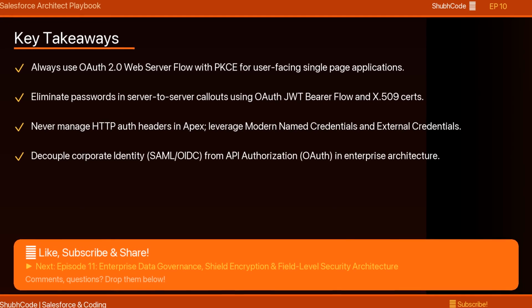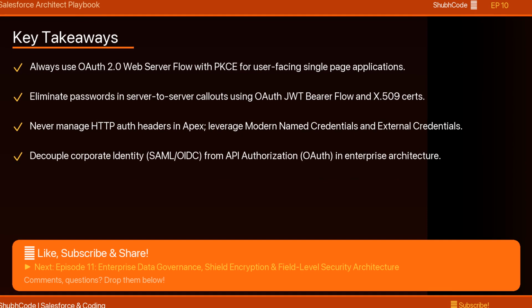Alright, let's wrap up. Here are the key things to remember. Always use OAuth 2.0 Web Server Flow with PKCE for user-facing single-page applications. Eliminate passwords in server-to-server callouts using OAuth JWT Bearer Flow and X.509 certs. Never manage HTTP auth headers in Apex, leverage modern named credentials and external credentials. Decouple corporate identity, SAML/OIDC, from API authorization, OAuth, in enterprise architecture.